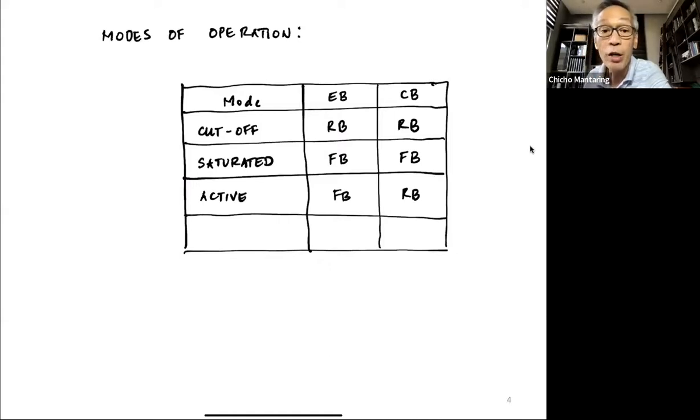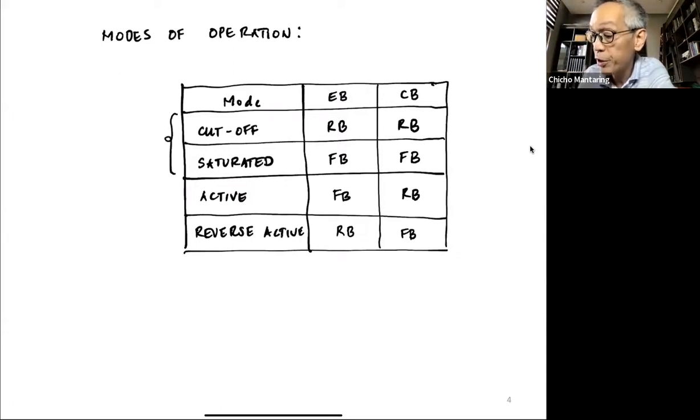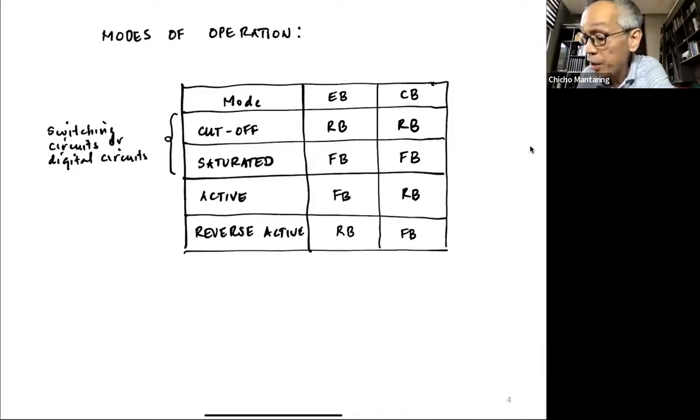Maybe more specifically, you call it forward active, because if the emitter-base is reverse biased and the collector-base is forward biased, you call this reverse active. When we operate in cutoff or saturation, this is usually for switching circuits, or digital circuits. When we operate in the active mode, usually this is for linear or analog circuits.